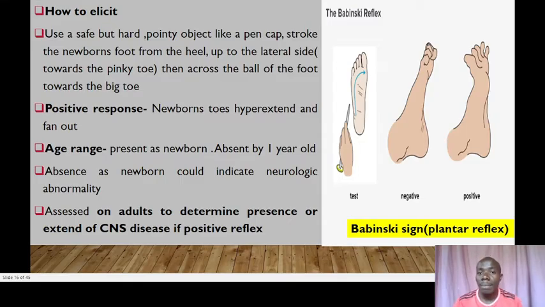However, this reflex can also be assessed in adults. When it's positive in adults, you assess it because we want to determine the presence and the extent of CNS disease in this particular patient.